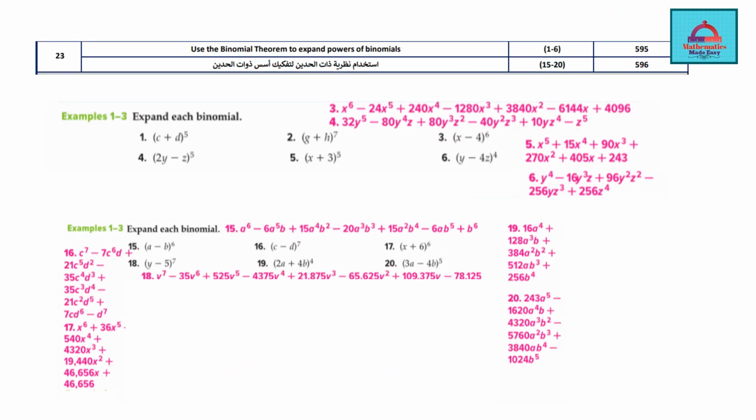Now you can check your answers for examples 1 to 3. I have provided the answers here in pink. We have already finished two parts from here, question 1 and question 6. Now we are going to try some questions from here.